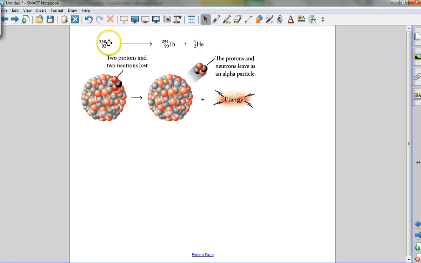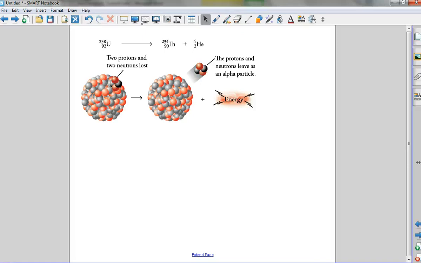And so here's an example of uranium-238, an unstable form of uranium. The 2 protons and 2 neutrons leave, and that process also gives off energy. Now in the process of leaving, they're going to change the identity of the element. So this is a representation of the loss of those protons and neutrons. This representation shows this radioactive decay.